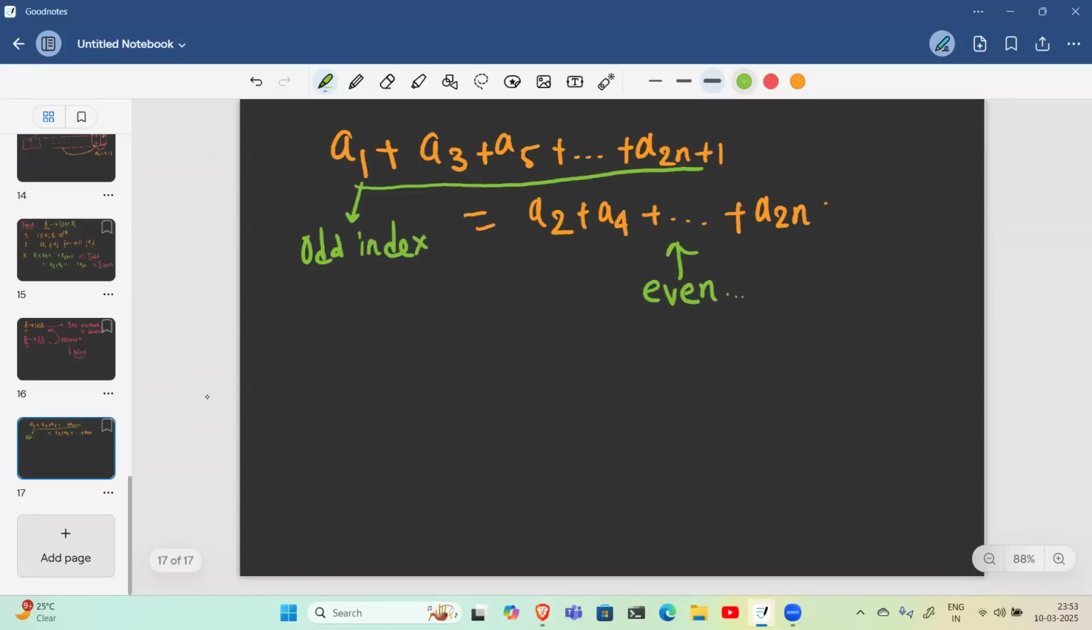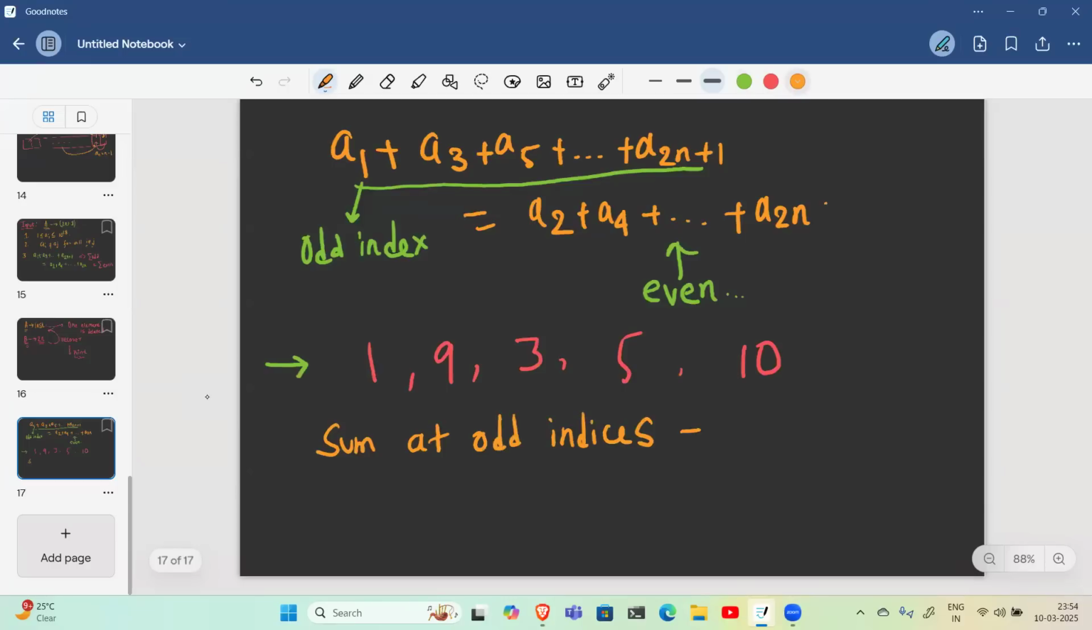So let me show you an example. Suppose I have an array 1, 9, 3, 5, and say 10. Now tell me, what is the sum at odd indices? What are the odd indices? If I index them, so this is the array, right? Okay, let me erase this part.